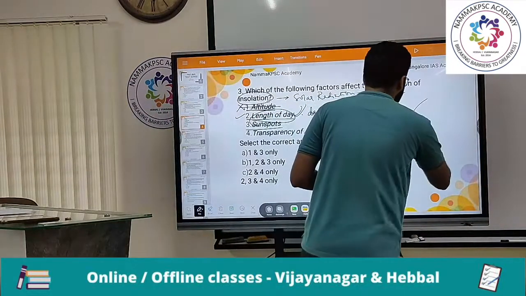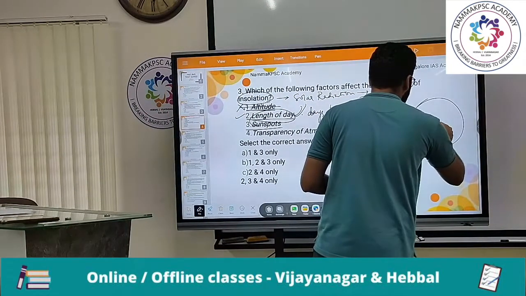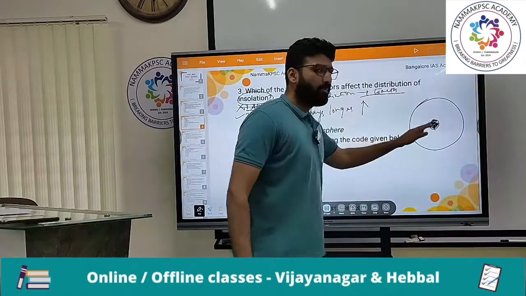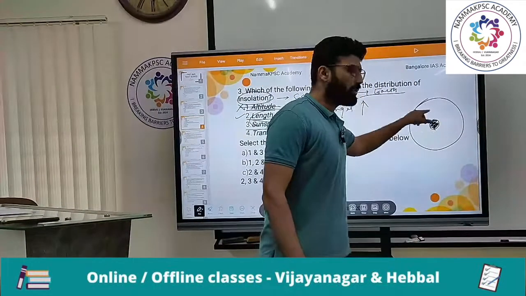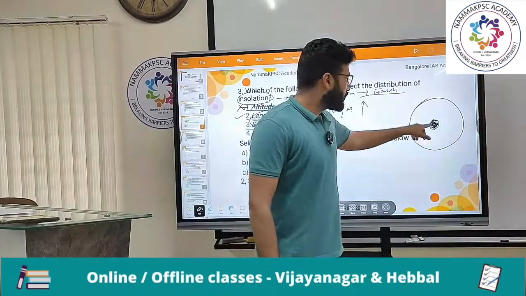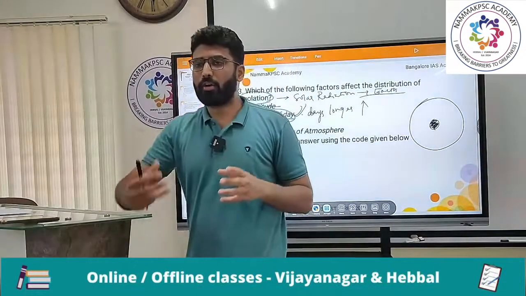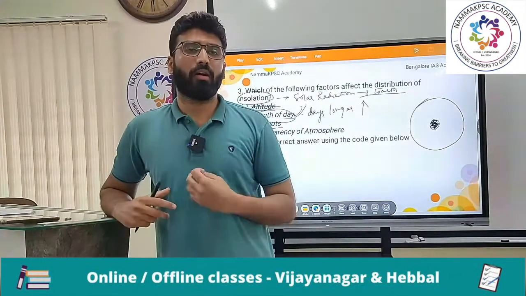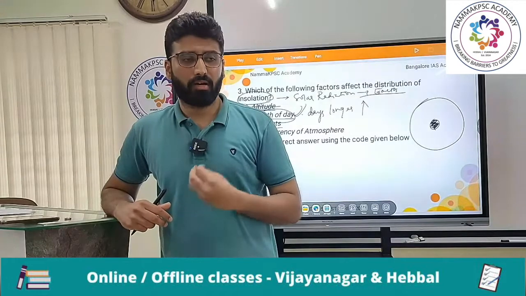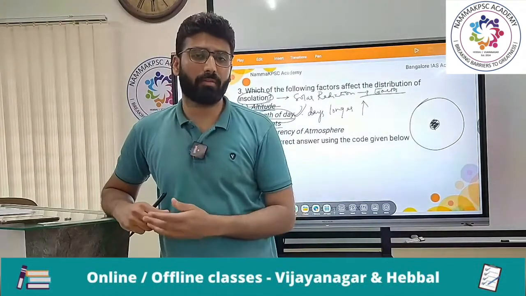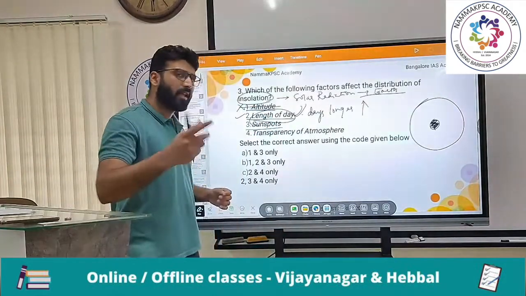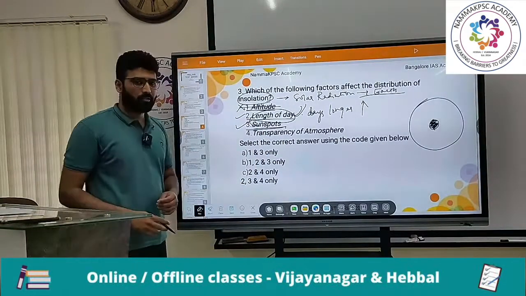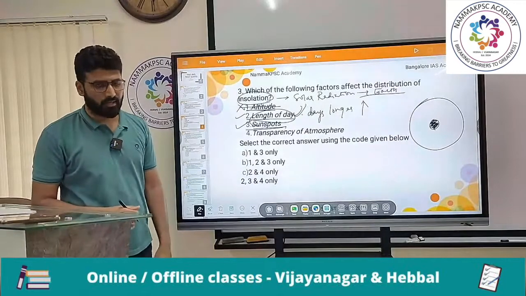So if this is the sun, I might have some areas along the surface of the sun where the temperature is cooler when compared to the surrounding region. This is a region of more electromagnetic activity, and this disrupts the normal temperature and radiation that is emanated from the sun. Therefore, this may slightly affect the distribution of insolation that is received by us on Earth. Therefore, option 3 is also correct.